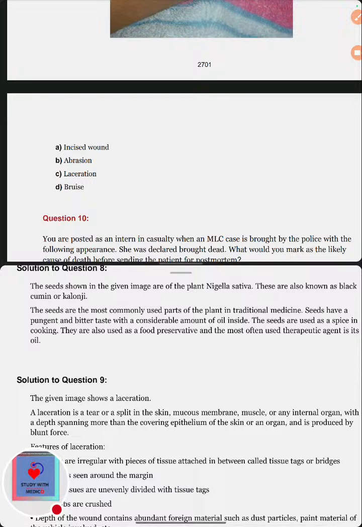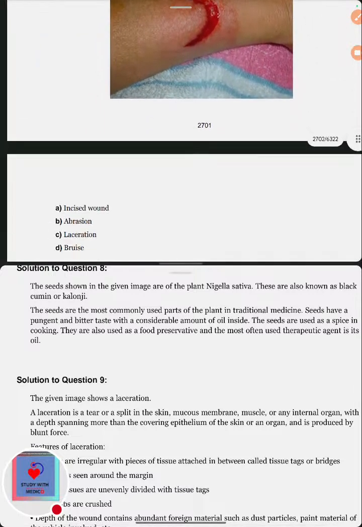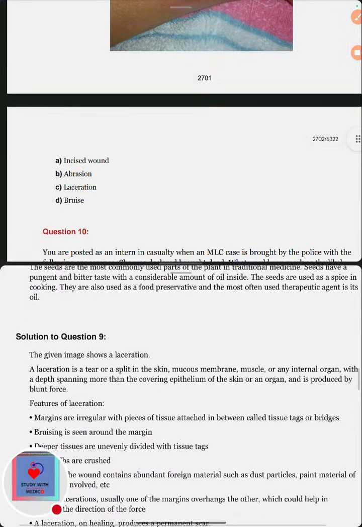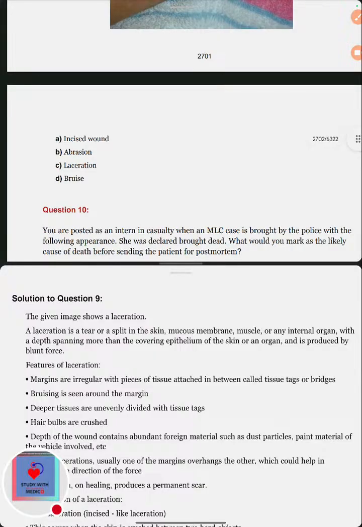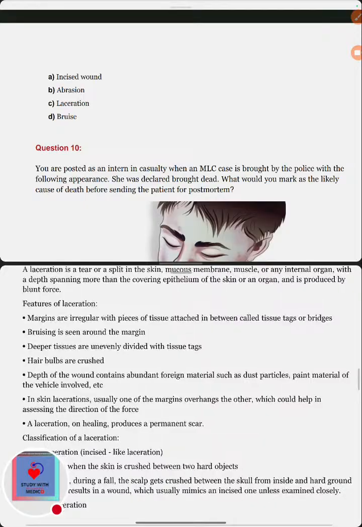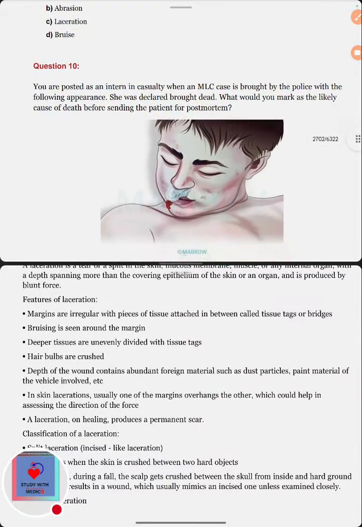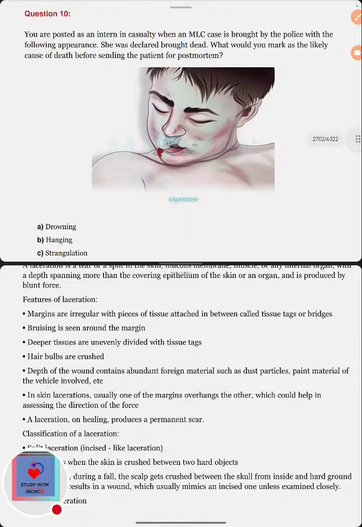It looks like an abrasion. After the police arrive at the scene, the body is covered and the inquest is done first. You are posted in casualty and emergency cases, and you have to certify the death. What would be the mark that helps establish the cause of death?